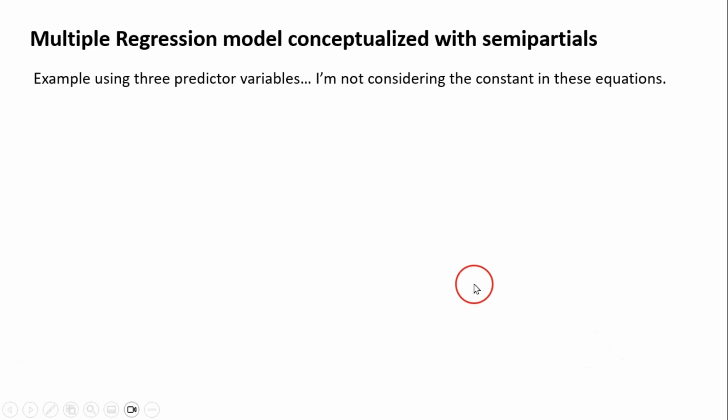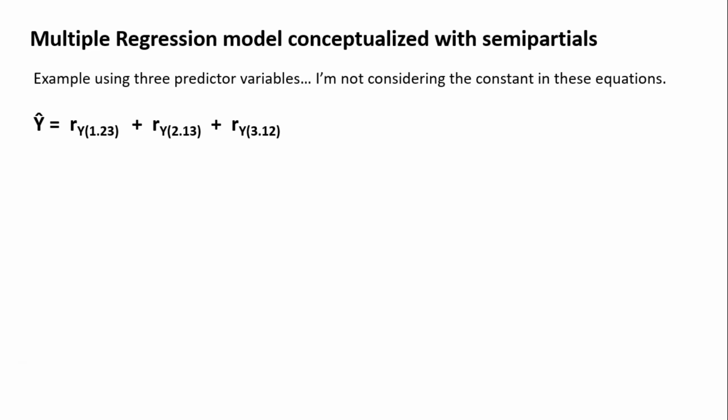So, multiple regression conceptualized with semi-partials. I'm going to use the example where there are 3 predictor variables, but for each of those equations, I'm not going to put the y-intercept or the constant in those equations. So let's take a look at the first one. Essentially then you can replace those coefficients with the semi-partial R's as a means or a way of interpreting your regression equation.